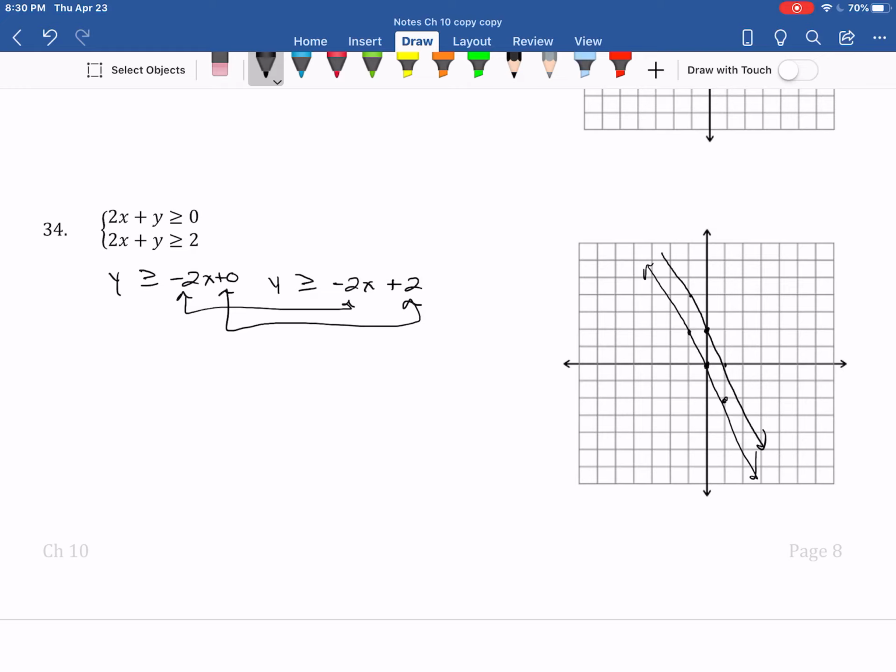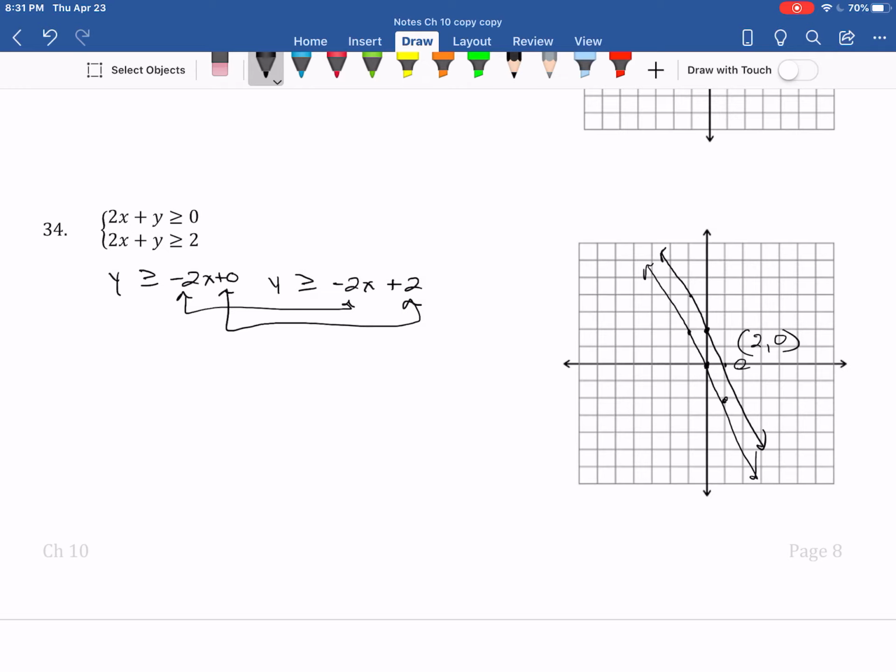Now we need to decide about the shading. The thing about your test point is you cannot pick the point if the line went through the point. So 0, 0, not the best idea. Let's pick something more like maybe that one. Okay, that's the ordered pair 2, 0, 2 for x, 0 for y.